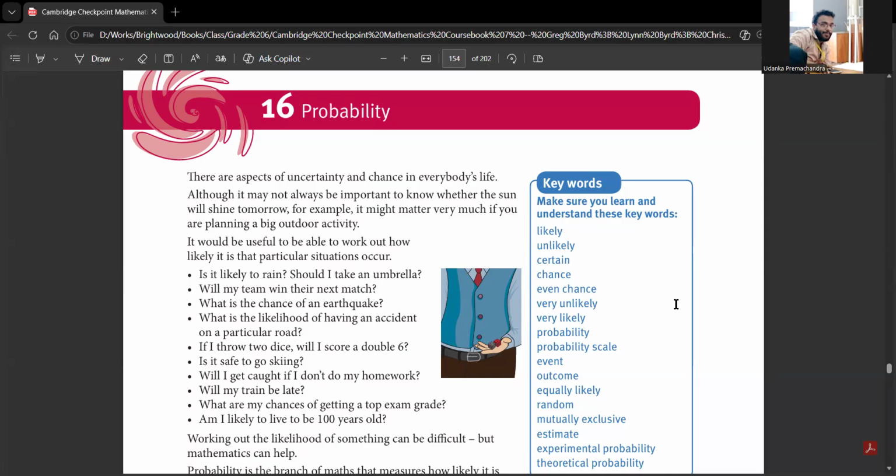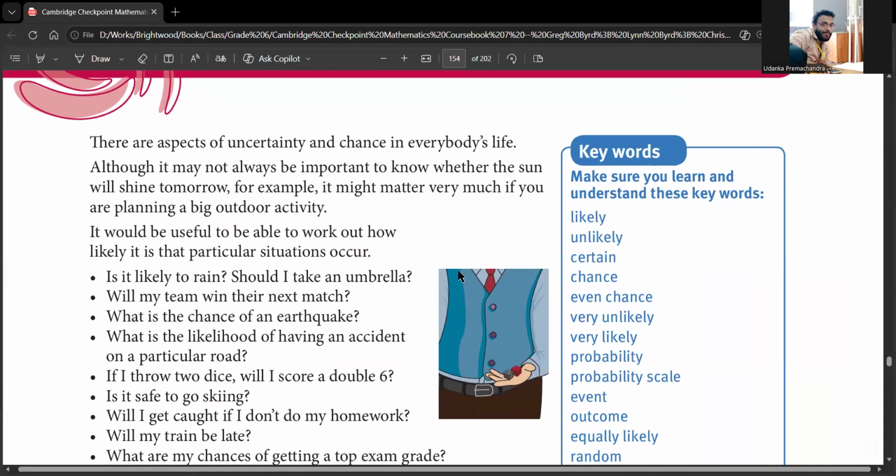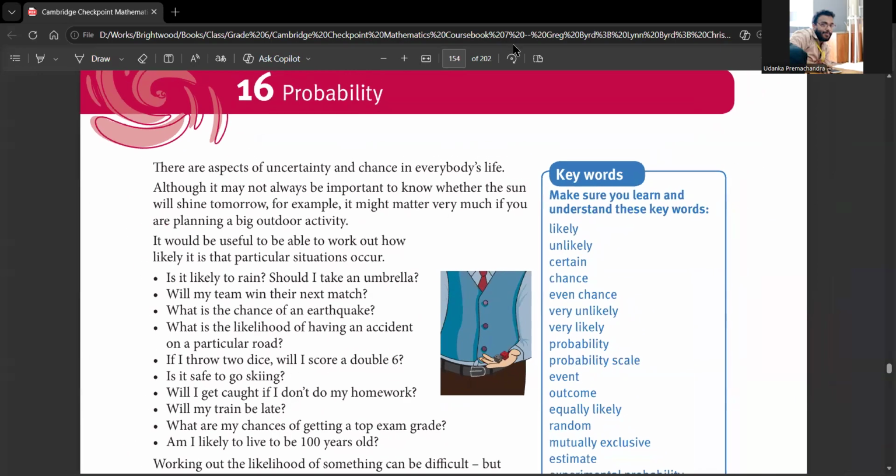Okay, so today I am going to describe the lesson on probability, the 60th one. What is probability? First of all, you have to know about that.